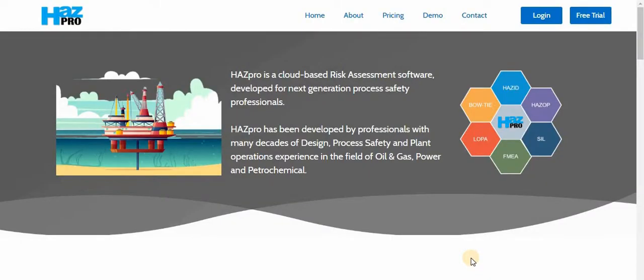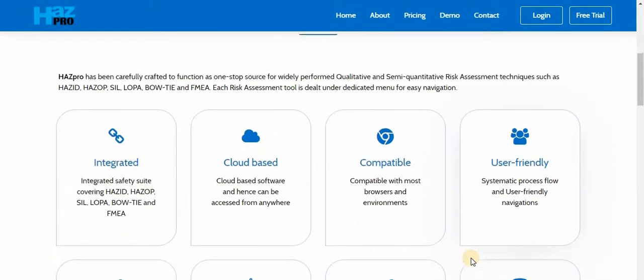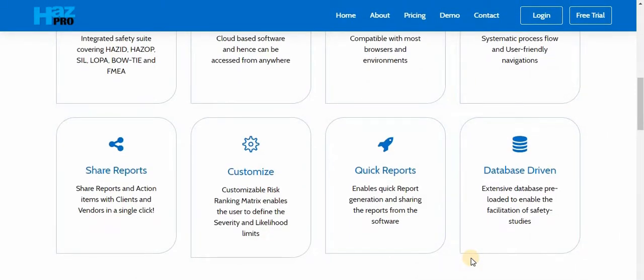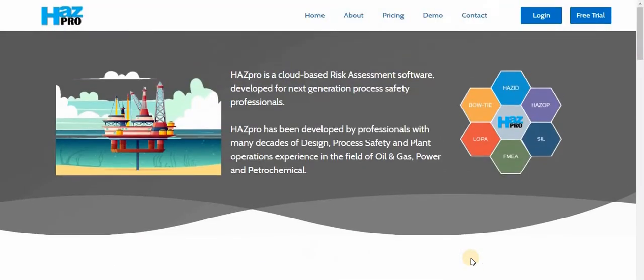HAZpro is a cloud-based risk assessment software developed by professionals with many decades of design, process safety, and plant operations experience in the field of oil and gas, power, and petrochemical. HAZpro has been carefully crafted to function as a one-stop source for widely performed qualitative and semi-qualitative risk assessment techniques, such as HAZid, HAZop, SIL, LOPA, Bowtie, and FMEA.